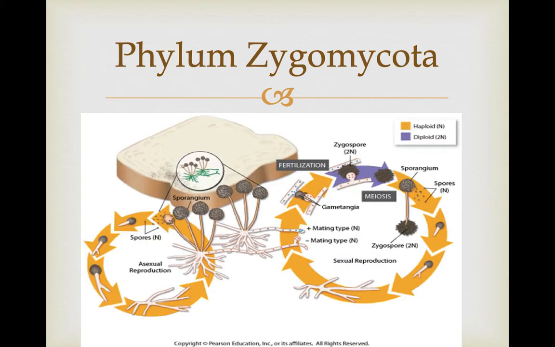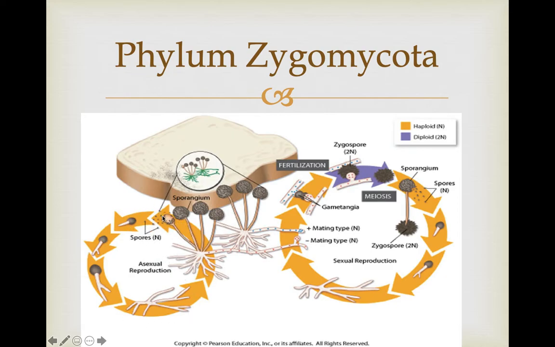So this is the reproductive cycle for the phylum Zygomycota. They have different types of spores. They have something called zygospores. You can see them here. They're diploid. The fungus can reproduce either sexually or asexually. We'll talk about the asexual reproduction first. Very simple. Asexual reproduction. Haploid spores are produced. They float out into the environment. They start another haploid cell, another haploid colony. Very easy to understand on that one.